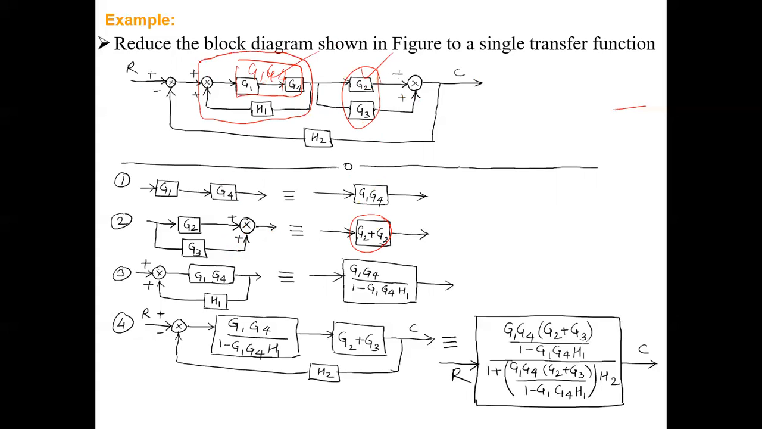How do you simplify this chunk? You have G1, G4 already, right? Now G1, G4 and H, they are in parallel, right? Okay, what do you do? G1, G4 and H are in parallel. Then what do you do? G1, G4, then it is plus or minus. This is plus, right? They should have minus here. G1, G4 divided by 1 minus G1, G4, H1. So this is done.